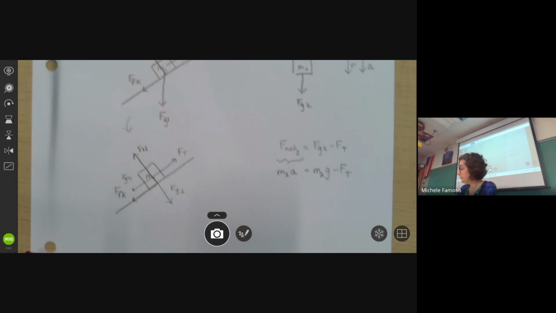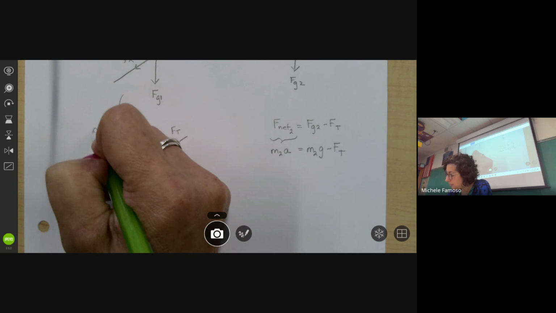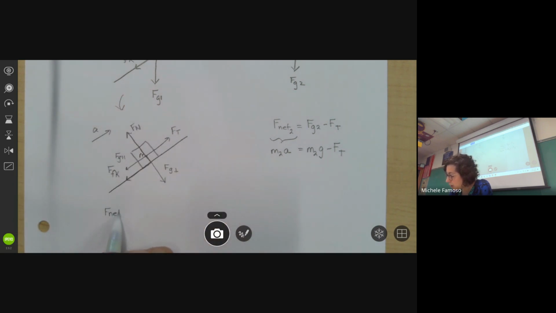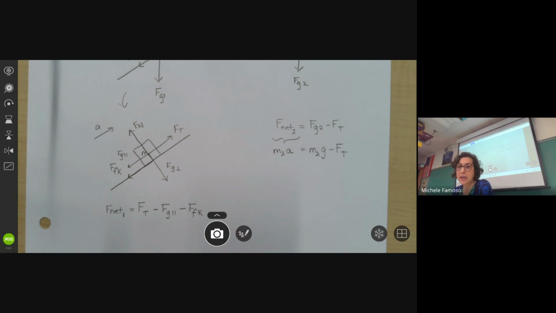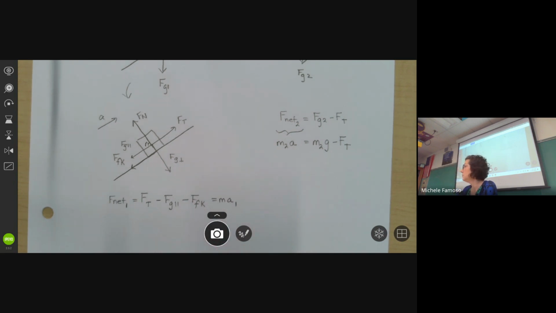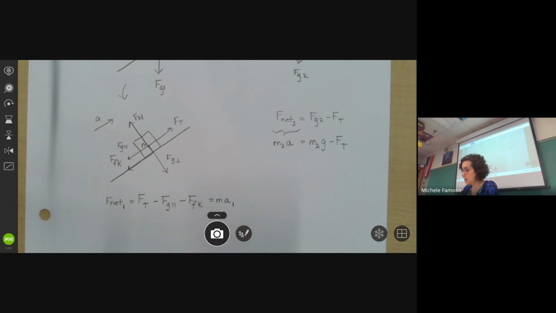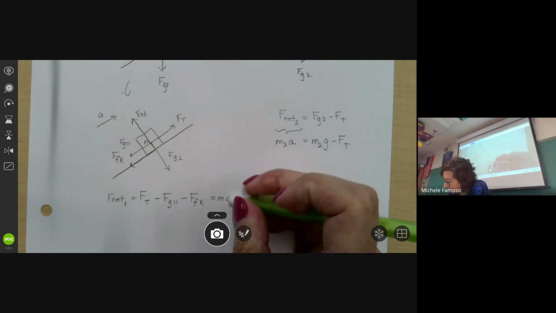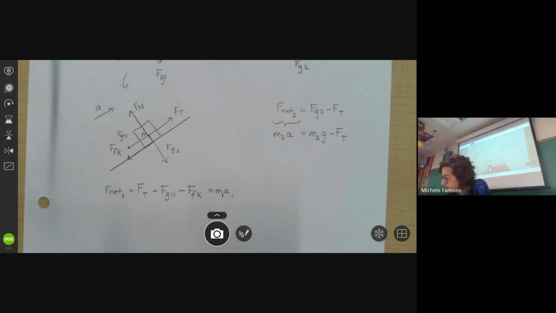Okay, with me? Since it's accelerating up the plane, it means that the net force acting on mass 1 would be the tension minus the parallel component of the weight minus the force of kinetic friction. If it's accelerating up the plane, this is larger than the sum of both of those down the plane, because this acceleration is parallel to the plane. Okay, so that's the mass times that acceleration. Actually, mass 1 times A.